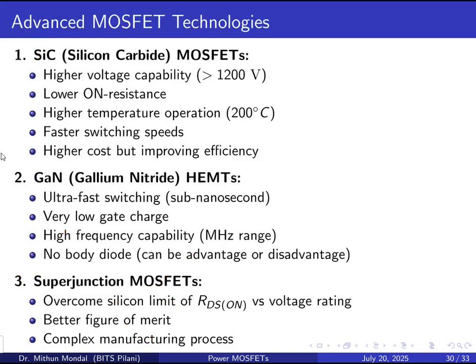Now, there are certain advanced MOSFET technologies which are being researched, like the silicon carbide MOSFETs, which have high voltage capability greater than 1200 volt. They have lower on resistance and high temperature operation. There are faster switching speeds and higher cost, for improving efficiency. So compared to the normal MOSFET, we can have the silicon carbide MOSFET, which will give these advantages.